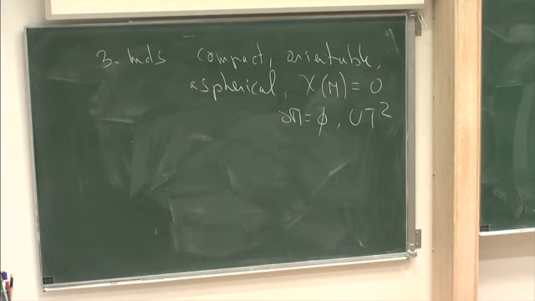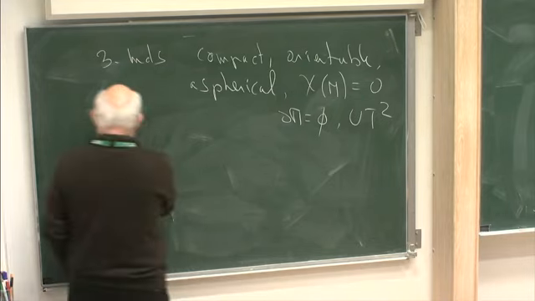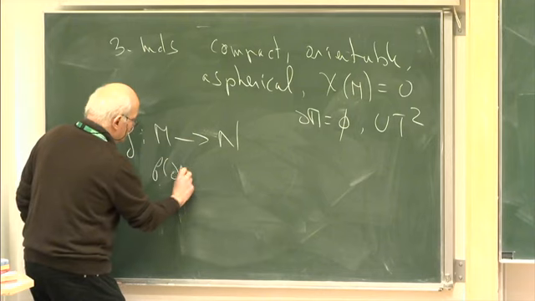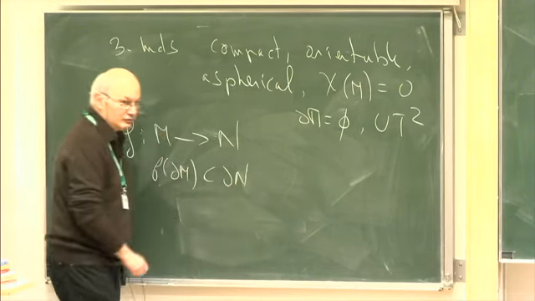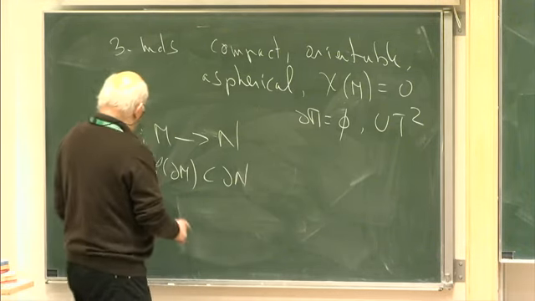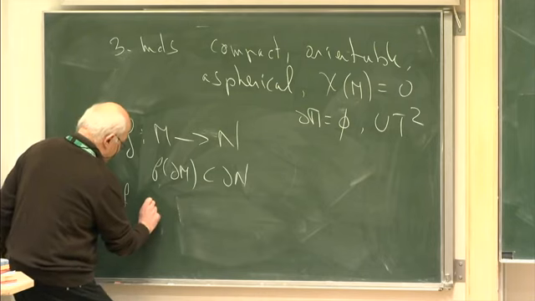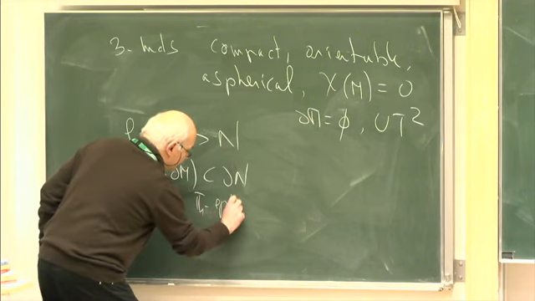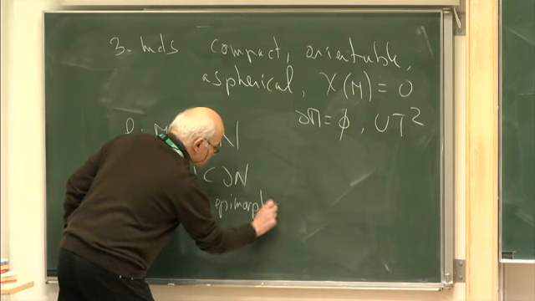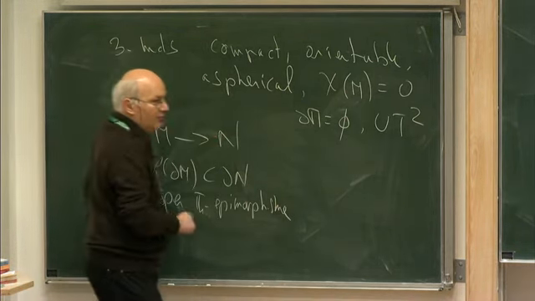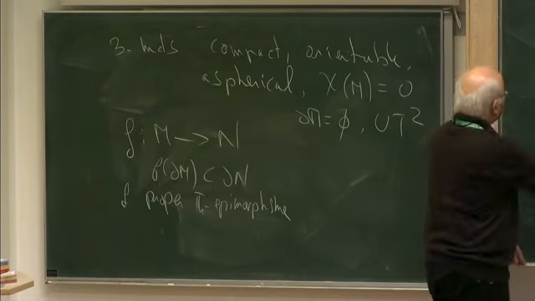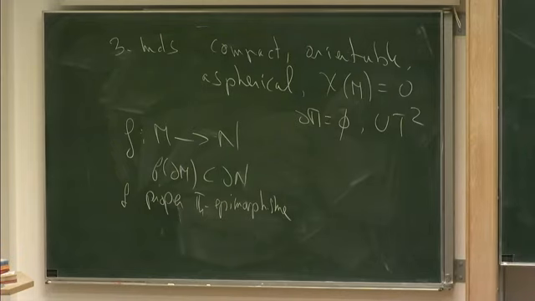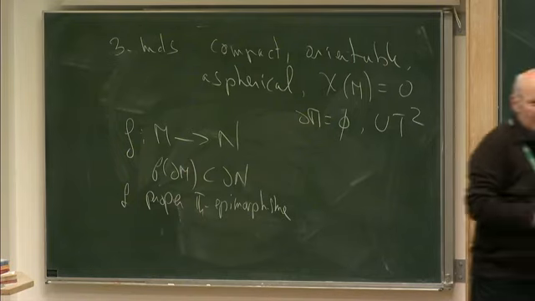And now I will look at a proper map from M to N, which means that the boundary of M goes to the boundary of N. And I will say that f is a proper π1-epimorphism if it induces an epimorphism at the level of the fundamental group, so it will be surjective.